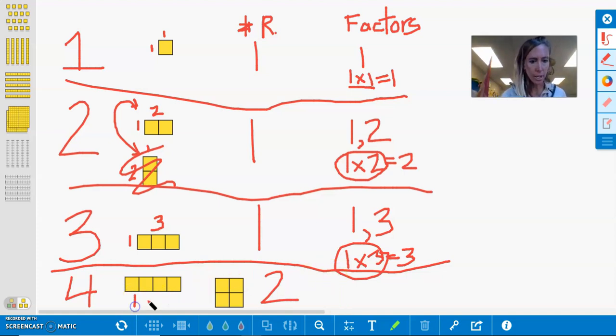Oh, finally! And now, what are my factors? Well, here it was 1 times 4 equals 4. So my factors are 1 and 4. And then here, my factors, let's see, are 2 and 2. So if it's the same number, I just write it 1 time. So I'm going to write them in order from least to greatest. So I have a factor of 1, I have a factor of 2, and I have a factor of 4. So this actually had 3 factors, okay?